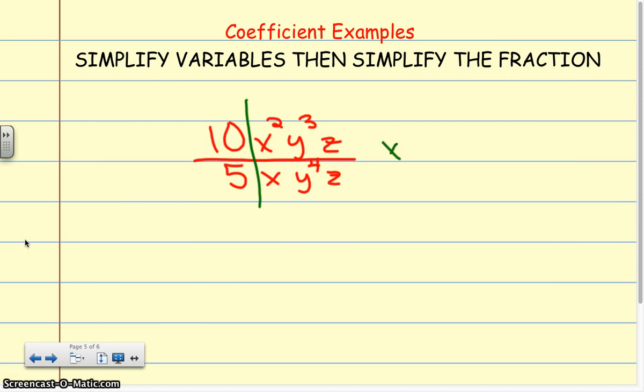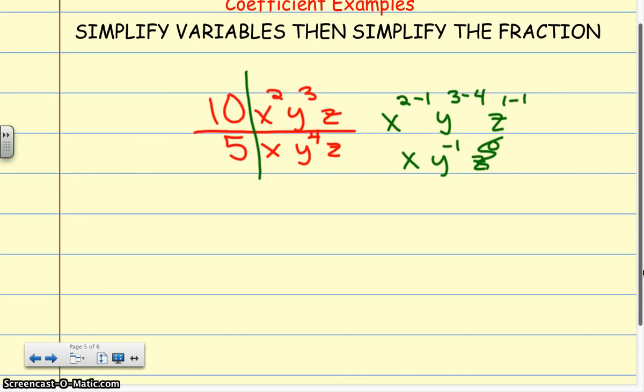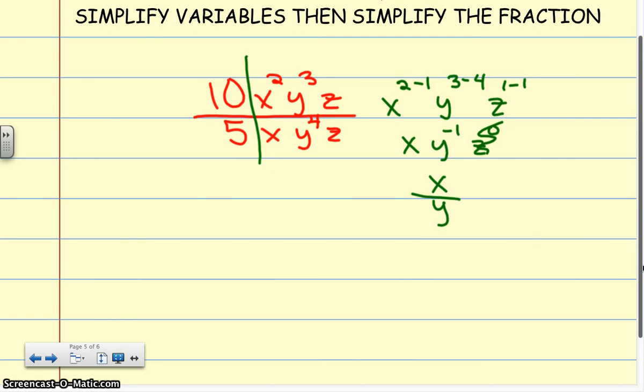So I have x to the 2 minus 1, y to the 3 minus 4, z to the 1 minus 1. X, y to the negative 1, z to the 0 cancels out. And we get x over y. Okay? Because y to the negative 1, the y would go down. Now I have my 10 over 5 that I can just, well, what's 10 over 5? 2. 10 over 5 is just 2, so I just kind of throw that out. Usually it's actually 2x over y, because that's 2 over 1.